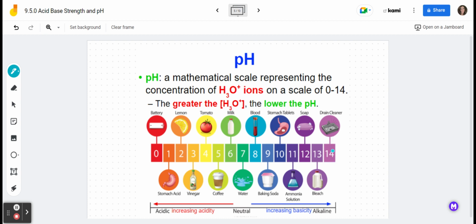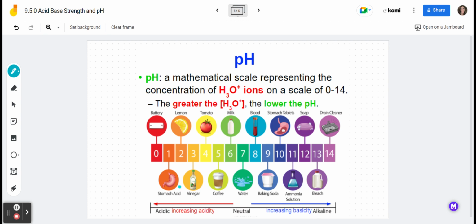This is going to be a very strong base down here. This is a very strong acid. Acidic goes until below 7, and then 7 exactly is considered neutral. Pure water is 7, and then above 7 is going to be considered basic or alkaline.